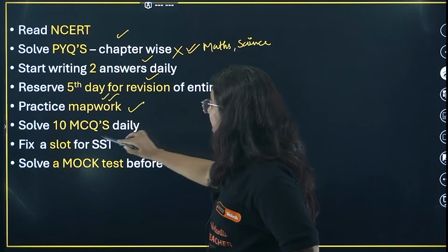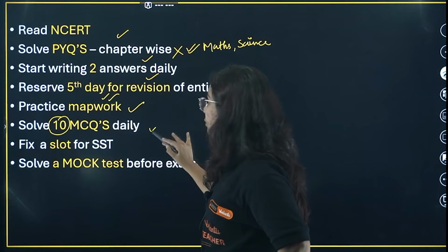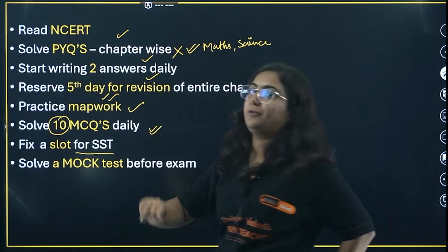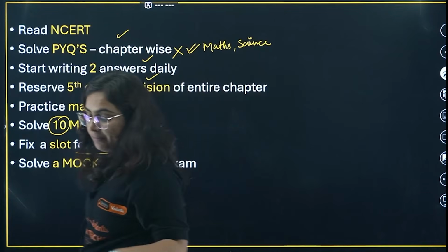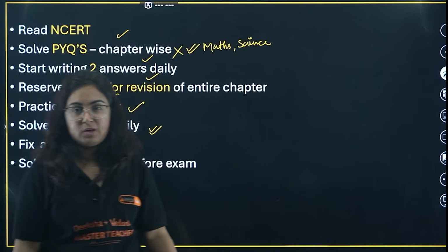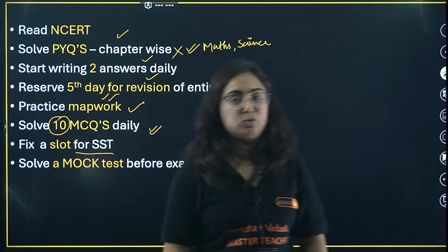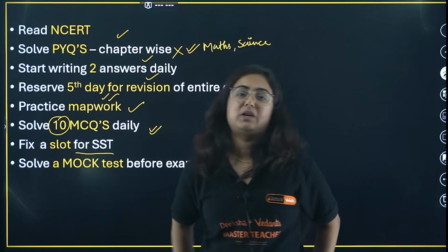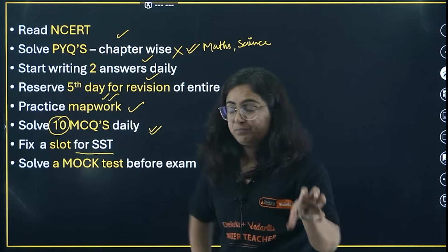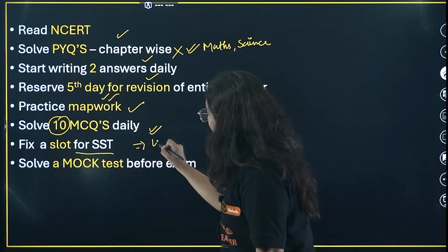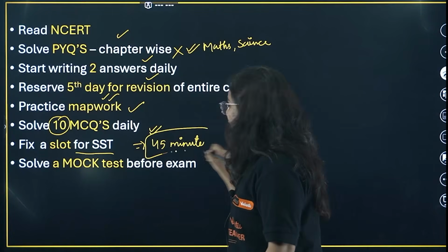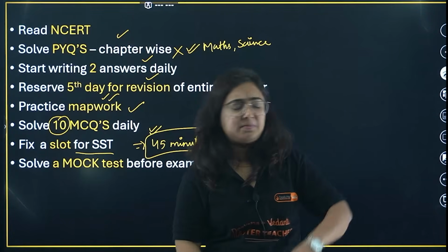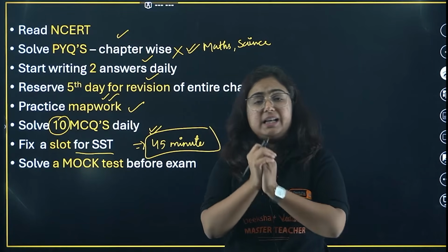Practice map work. Solve 10 MCQs daily. Fix a slot for SST. This is very important. There is a time in our day when we don't want to do maths, when we are actually not willing to do science. That is the time you should choose for SST. Every day, give your 45 minutes. See, I'm talking very practically here. I'm not saying please give 2 hours, 1 hour, 1.5 hours.